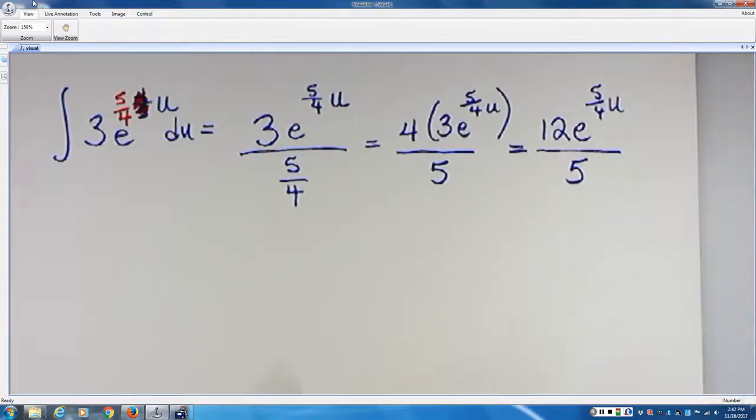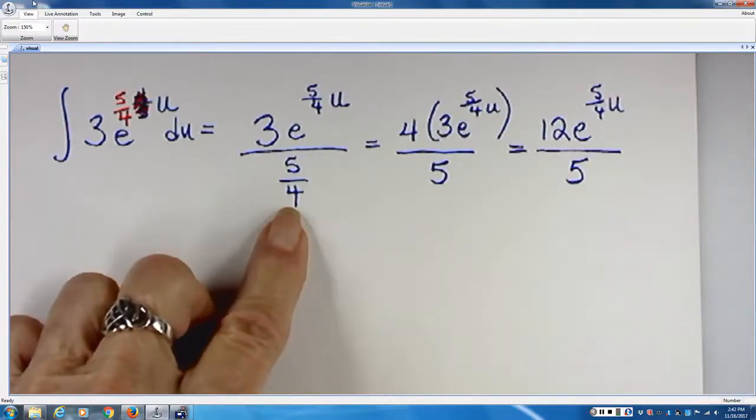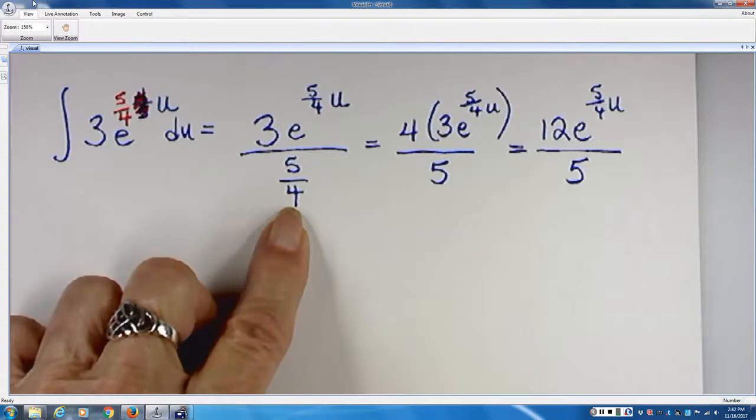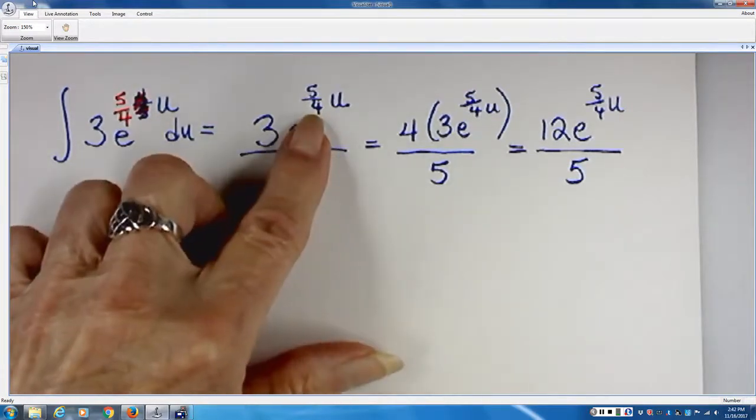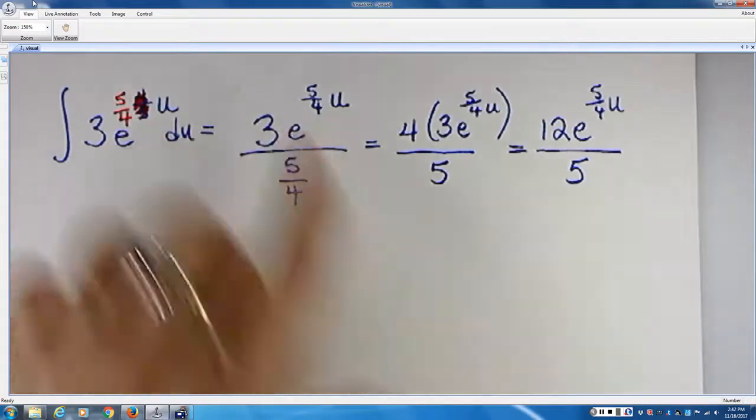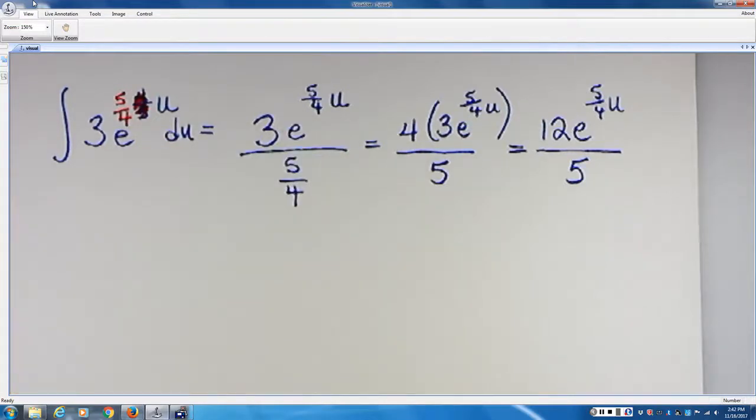And after a while, you'll actually stop thinking of this as dividing by that fraction, and your mind will just say, okay, when that's a fraction, flip it over and multiply by it. Any question on that one?